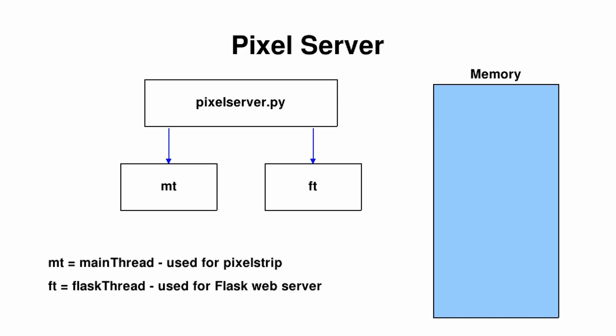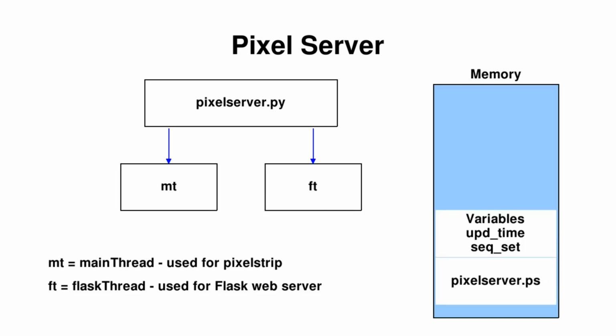The Flask thread is responsible for updating two variables. The seq set variable is a dictionary which holds the information for the web server about which sequences to run. The uptime variable is then updated with the time that the variable was last updated. These variables are only updated by one thread, which is the Flask thread, and read by the other thread, which is the main thread. This means that I don't have to use mutexes to lock the variables, which would be required if both threads updated the same data.